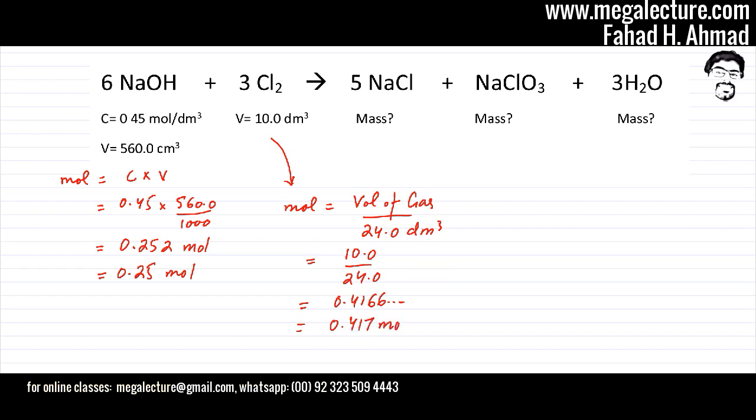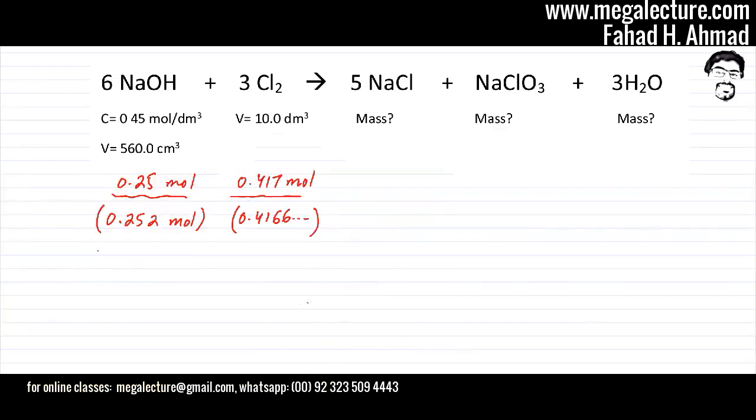0.417 moles. So I found the moles of both substances, 0.417 moles for chlorine, and for NaOH it's coming out to be 0.25 moles. So here I have my final moles. Remember, when you're doing your calculation, use the more accurate values. I rounded these values because I was stating the answer, but in my calculator, always use the more accurate value, which I've written below.